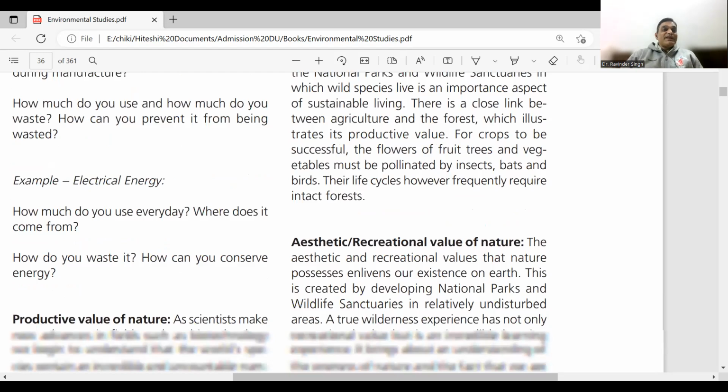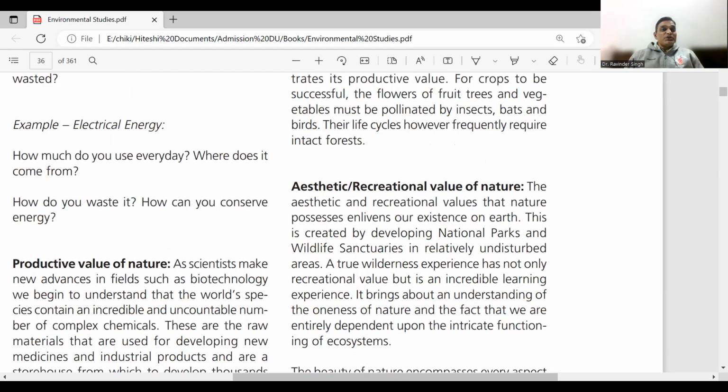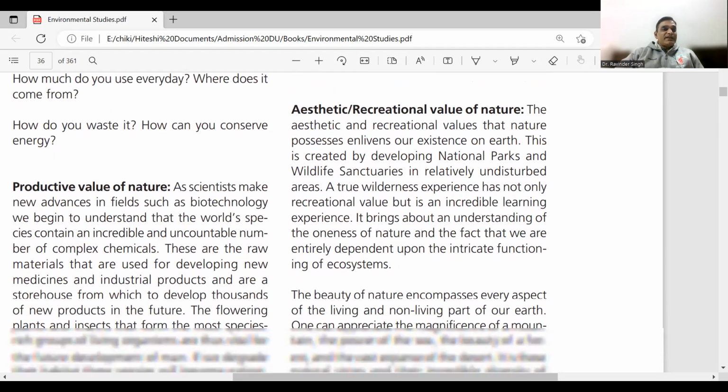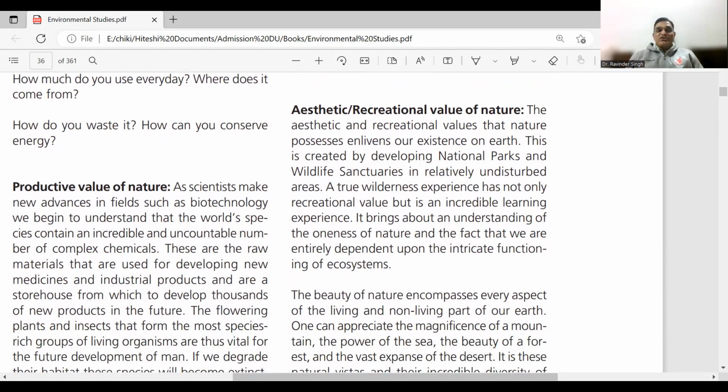Next example is electrical energy. How much do you use every day? Where does it come from? How do you waste it? How can you conserve energy? The next heading is productive value of nature.